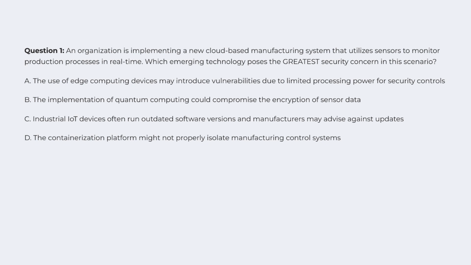A. The use of edge computing devices may introduce vulnerabilities due to limited processing power for security controls. B. The implementation of quantum computing could compromise the encryption of sensor data. C. Industrial IoT devices often run outdated software versions, and manufacturers may advise against updates. D. The containerization platform might not properly isolate manufacturing control systems.